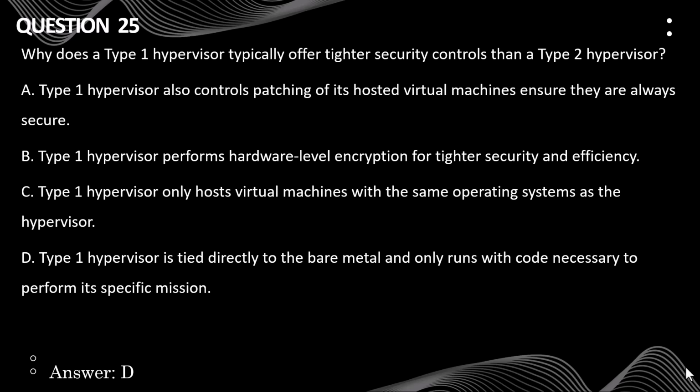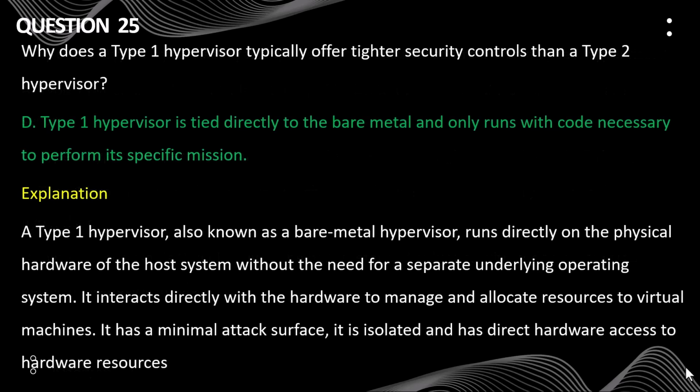The type 1 hypervisor is also known as a bare metal hypervisor, and it runs directly on the physical hardware of the host system without needing an operating system. It interacts directly with the hardware in order to manage and allocate resources to the virtual machines connected to it. So this gives it a minimum attack surface, and it is usually isolated because it has direct access to hardware resources. So we're going with option D.